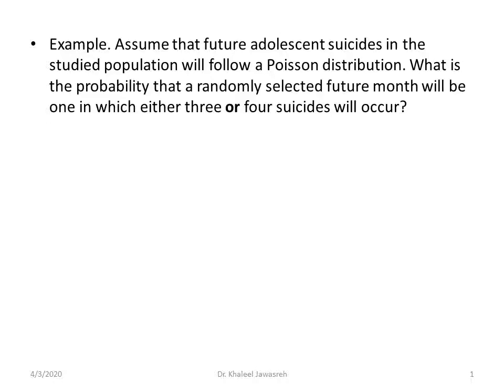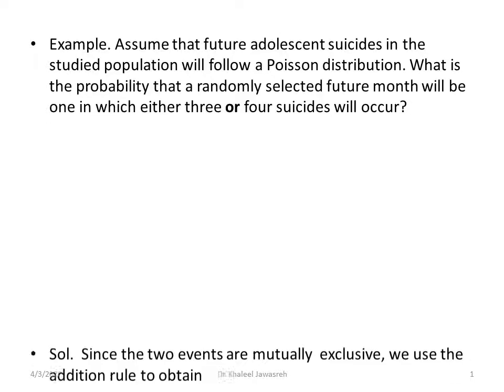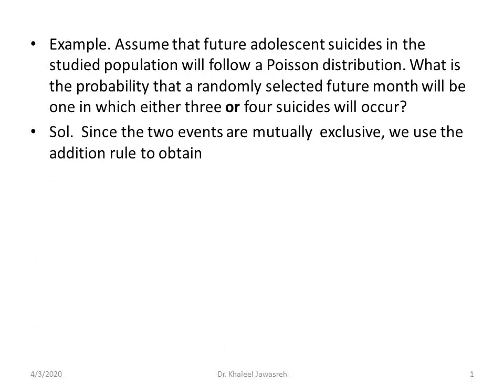Return back to the equations. How can we deal with "or"? And we have another statement called "and". So we have the multiplication rule or the addition rule. To solve this question, since the two events are mutually exclusive, and of course we do need to determine they are mutually exclusive, we use the addition rule to obtain them.